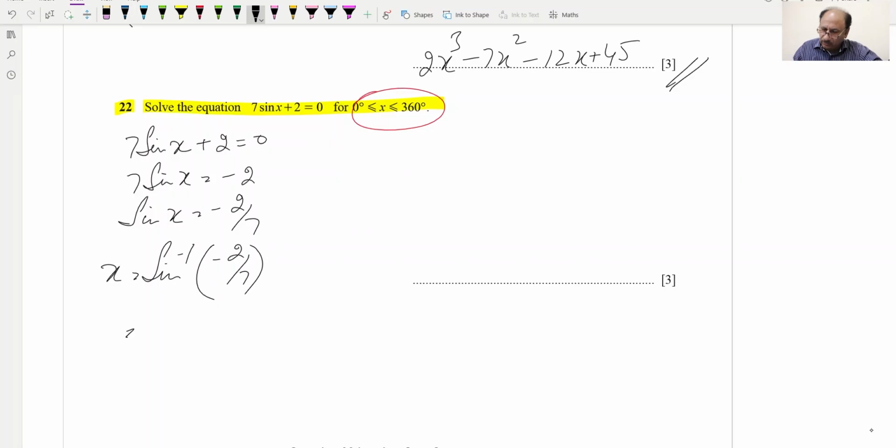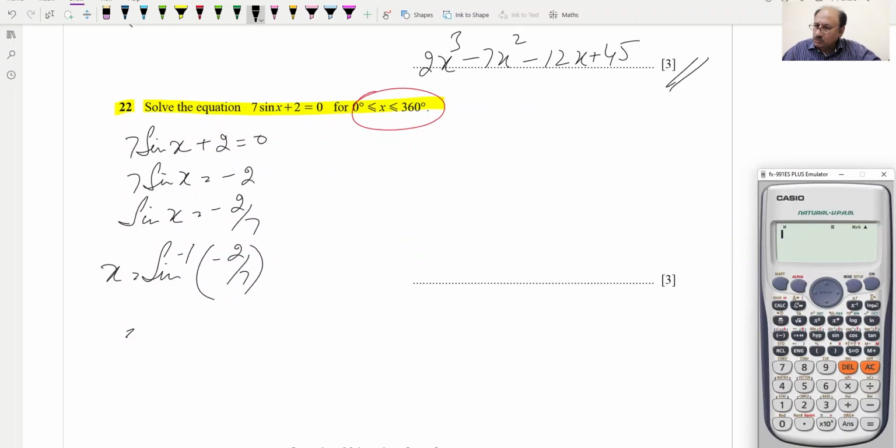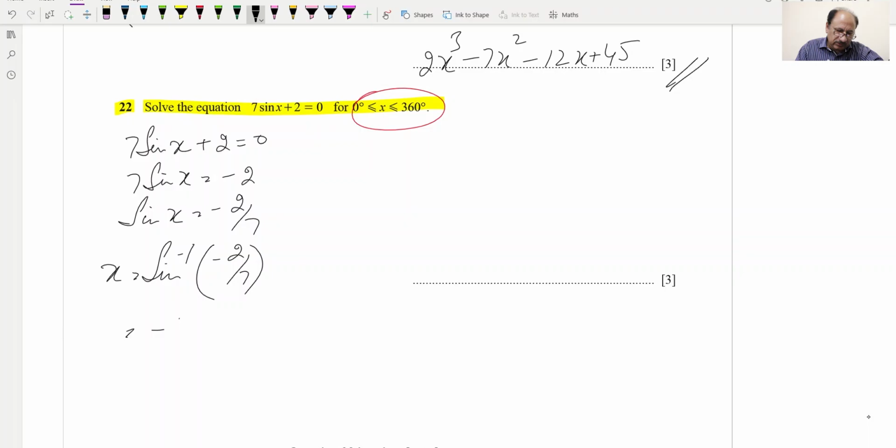And if we calculate this, your calculator should be in degree mode, and shift sine of minus 2 over 7, and this will result in minus 16.6 degrees. This will be our x value. And now if we check the angles, basically the angle is required from 0 to 360 degrees.